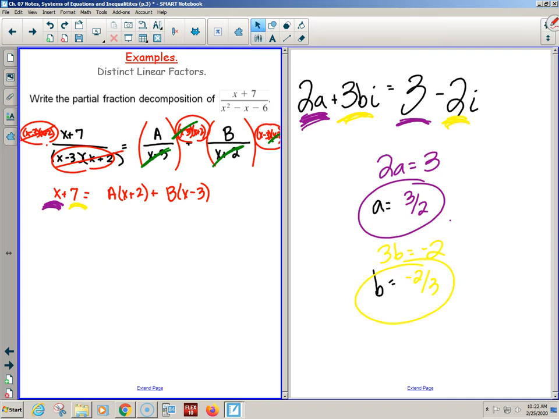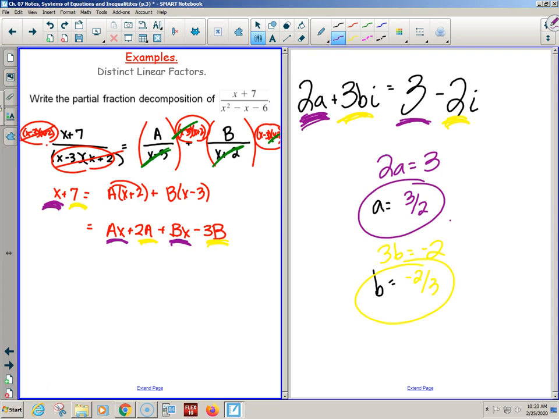Hold on, I can't see it all. It's too confusing. I need to distribute everything out. Multiply my A's, multiply my B's. Oh, but now I can see them, can't you? Don't I have X terms? Don't I have constants? Let's get all the yellows, let's get all the purples, and let's see what we have.